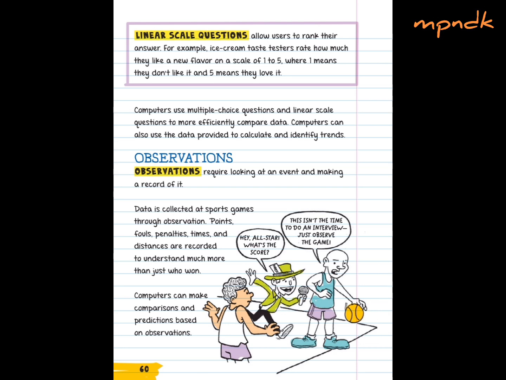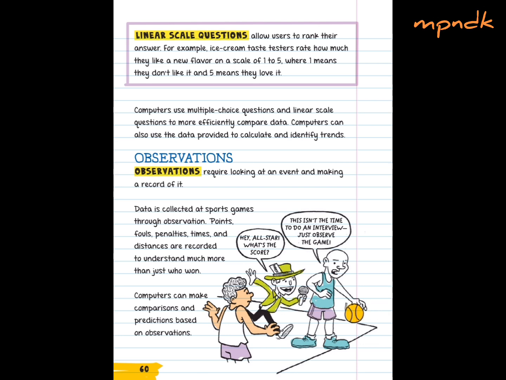Linear scale questions allow users to rank their answer. For example, ice cream taste testers rate how much they like a new flavor on a scale of 1 to 5, where 1 means they don't like it and 5 means they love it. Computers use multiple choice questions and linear scale questions to more efficiently compare data. Computers can also use the data provided to calculate and identify trends.